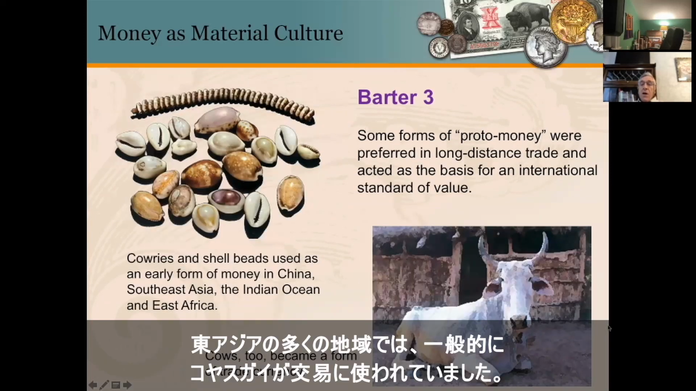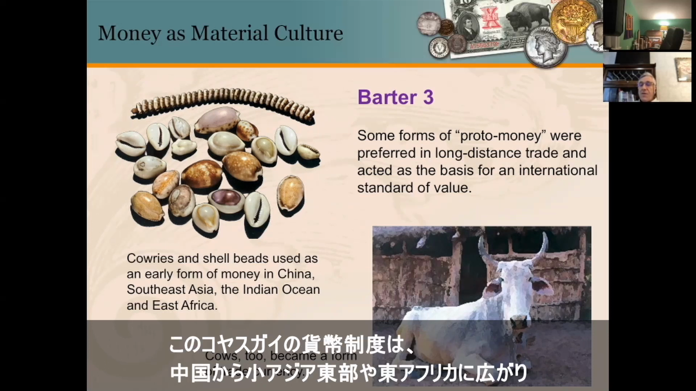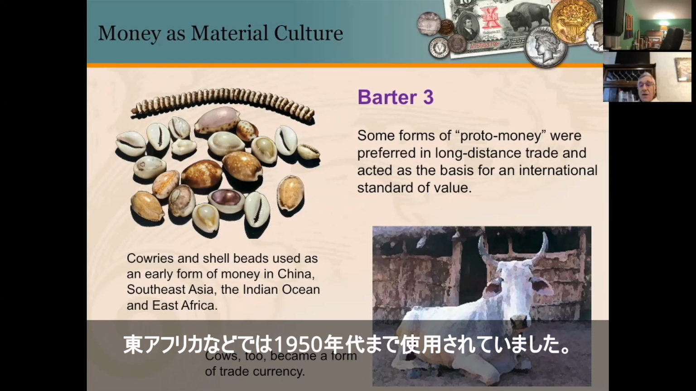Throughout much of Eastern Asia, cowrie shells were commonly used in trade. The Chinese even produced imitation cowries carved from bone or cast in bronze for use as burial goods. This system of cowrie money stretched from China to portions of Eastern Asia Minor and East Africa, and continued in use up until the 1950s in places such as East Africa.